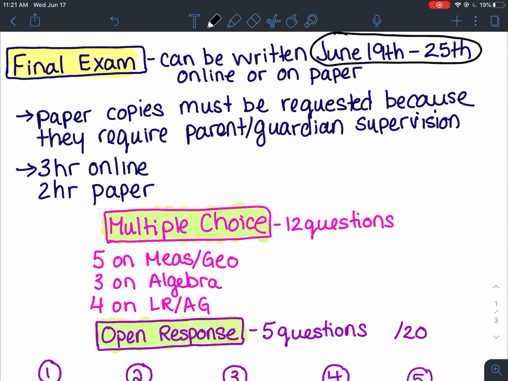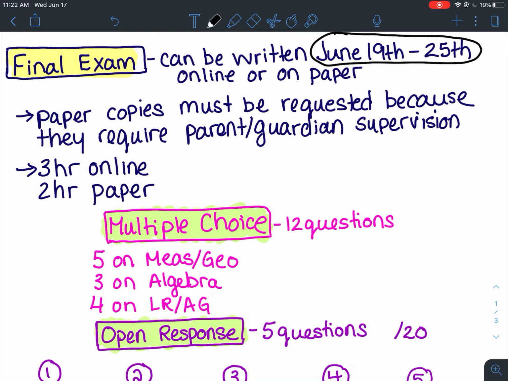And paper copies are going to be emailed out today, what is today? The 17th. Just so that you guys have it ahead of time. Obviously, if you have a paper copy and you get it today, then you can write it whenever you want. You don't need to tell me when you're writing it, as long as you complete it in the timeline and then send it back to me.